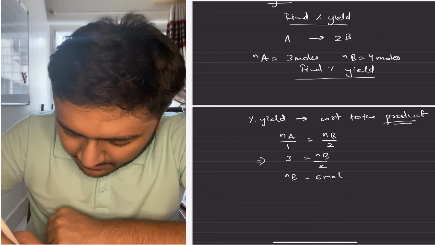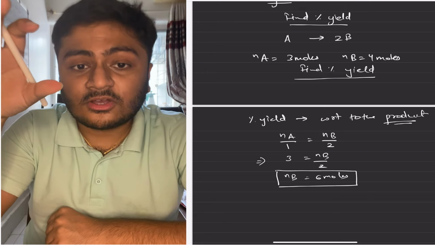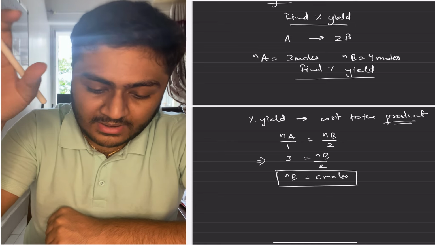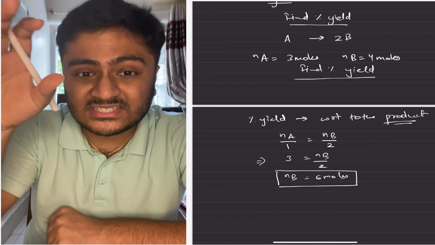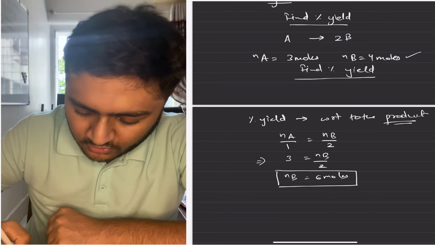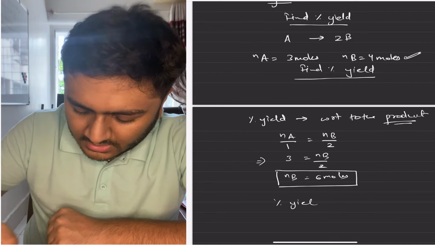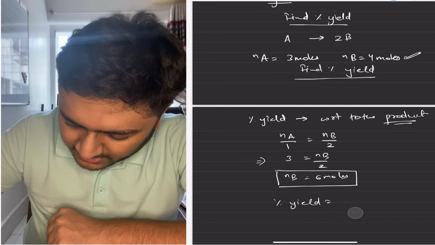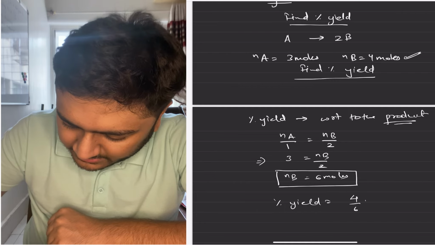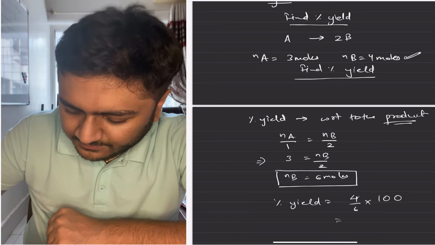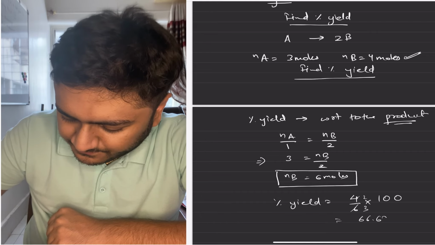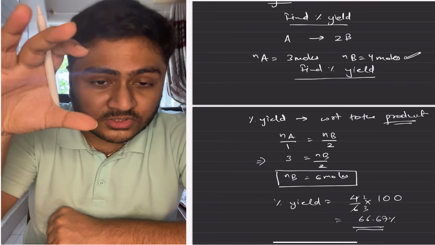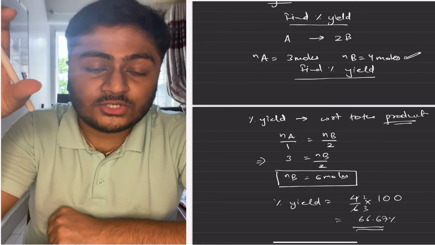So moles of B is 6 moles when the reaction is assumed to be 100% efficient. But by looking at the question, the moles of B that I have actually received is 4 moles. Therefore, the percentage yield will be actual moles of B, which is 4, given in the question, divided by 6, into 100. This comes out to be approximately 66.67%. So in this case, you can see that the moles of reactant and product were both given, and we needed to find percentage yield.